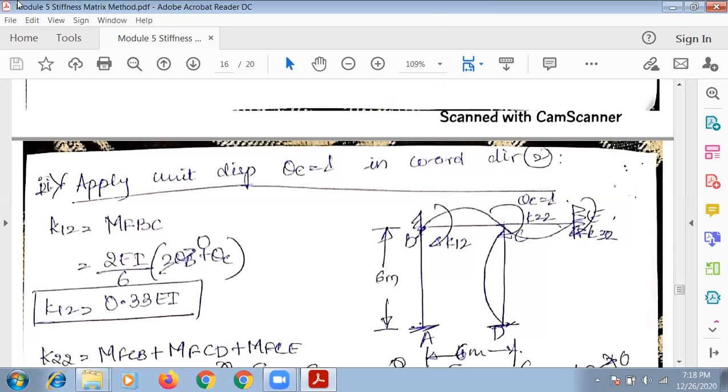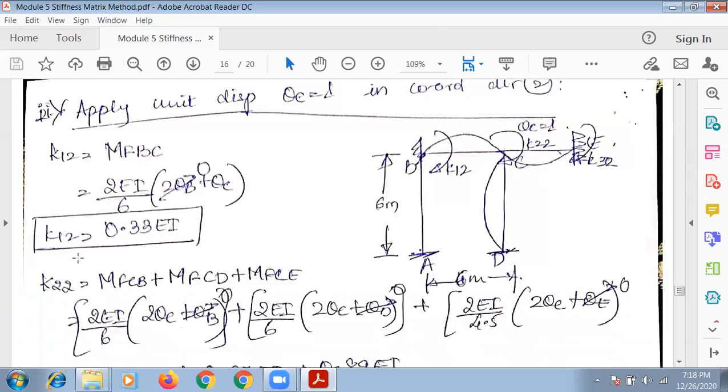Because you're applying the rotation at coordinate direction 2, this would be 2, 2, and 2. So it would be K12, K22, K32. Once you mark that, find K12. K12 is MFBC, only this portion of the beam. So MFBC is equal to 2EI by L times 2 theta B plus theta C.